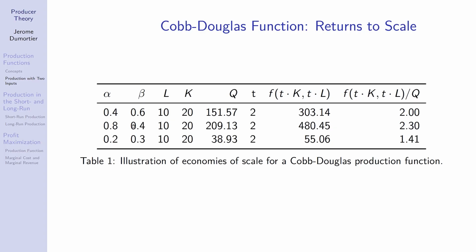Whereas if we have increasing returns to scale, then a doubling of the inputs leads to a more than doubling of the outputs. And vice versa, you have an increase in the outputs by less than 2 if you are doubling the inputs in the case of decreasing returns to scale.